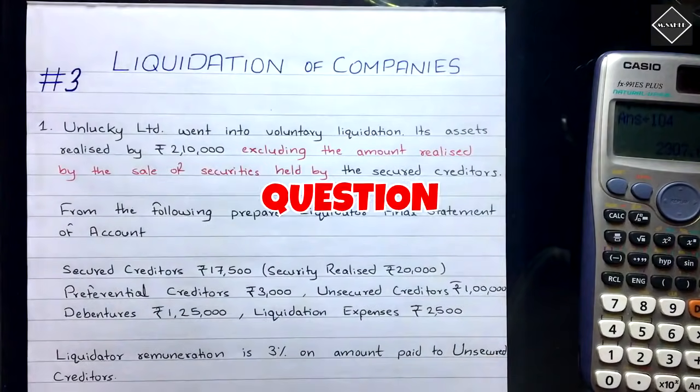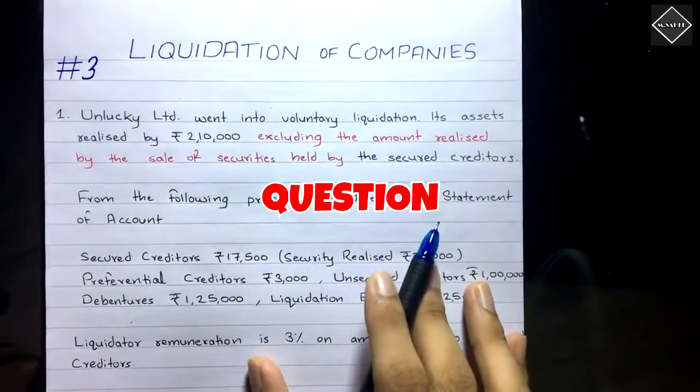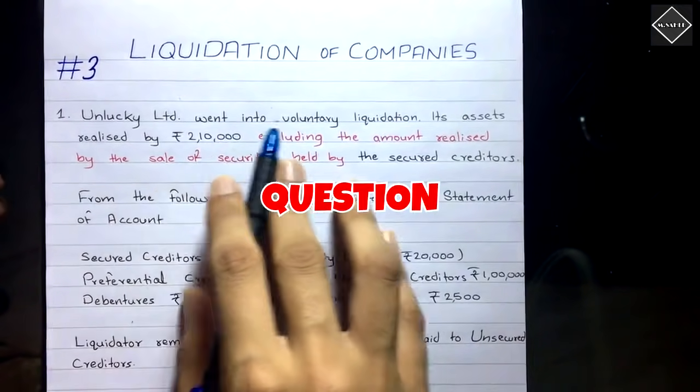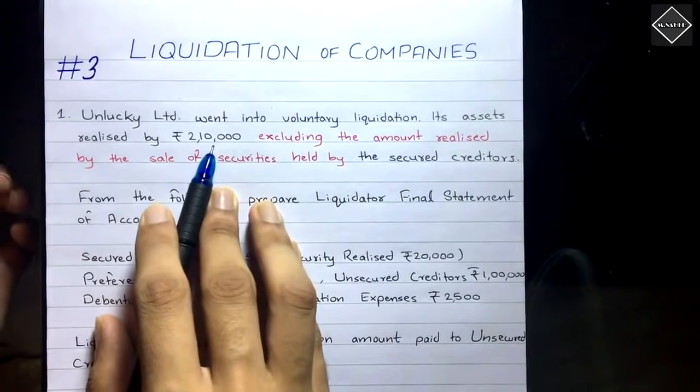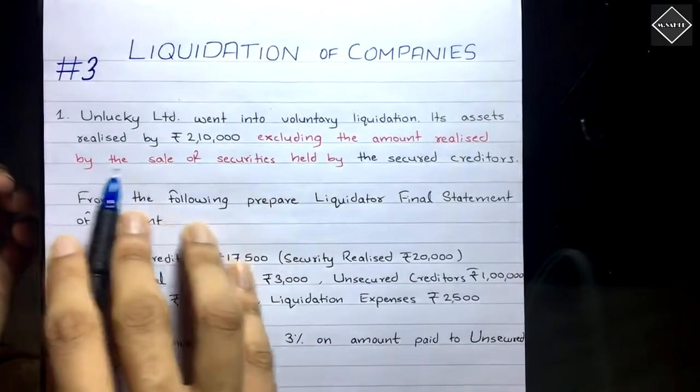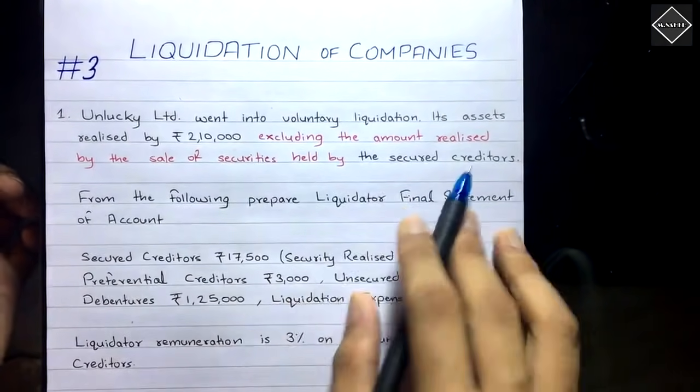Okay, let's solve the problem. Now here is the question. Let's go through it once. See here. Unlucky Limited went into voluntary liquidation. Its assets realized rupees 2,10,000, excluding the amount realized by the sale of securities held by the secured creditors.